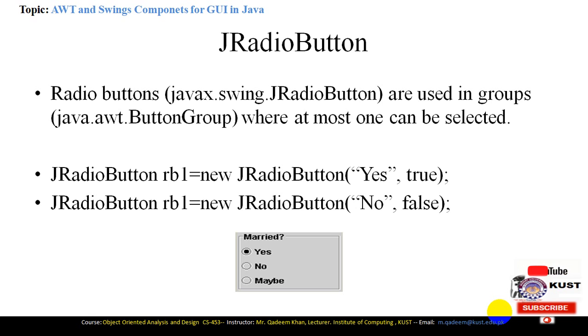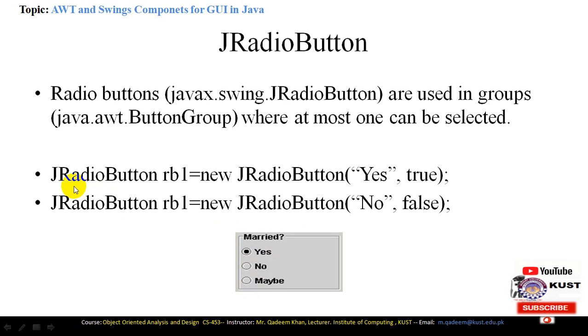Now we will continue with the next control. The next control is JRadioButton. JRadioButton is another control of the javax.swing library. This JRadioButton class is used with a ButtonGroup, where at most one can be selected. So in JRadioButtons we can select only one option, as against the JCheckBox, where you can select multiple options.